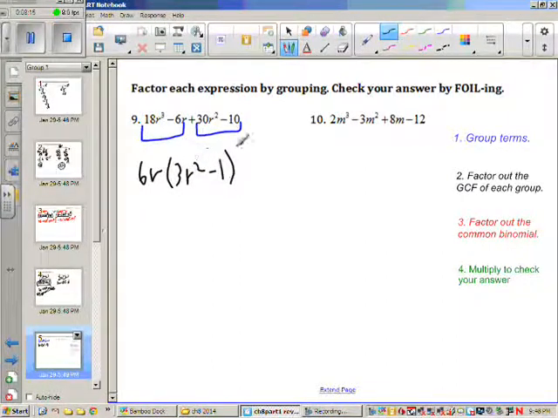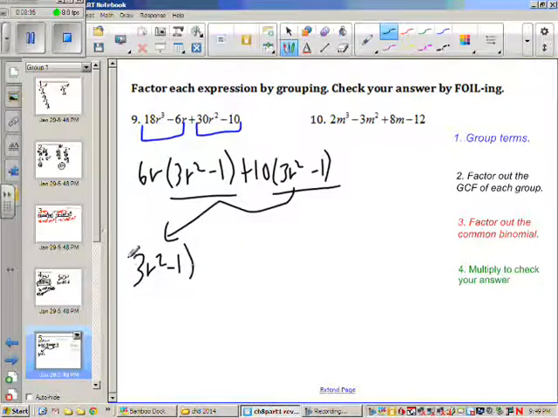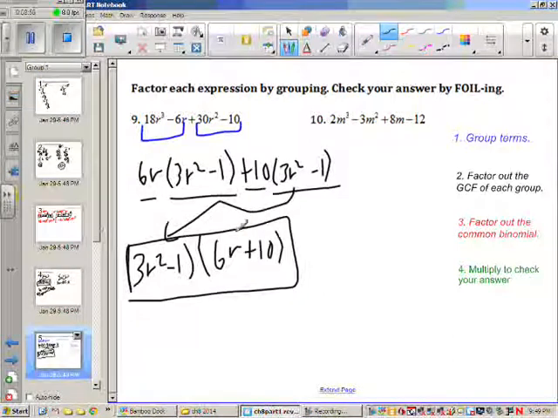Remember that 1 there is kind of a placeholder. Bring down the plus. 30r squared and 10, factor out a 10, leaving 3r squared minus 1. And if you look, we have a common binomial, 3r squared minus 1 to factor out. Put that in parentheses, leaving behind a 6r plus 10. Now we could do more factoring if we wanted to, but we're just going to leave it in factored form with these two binomials.